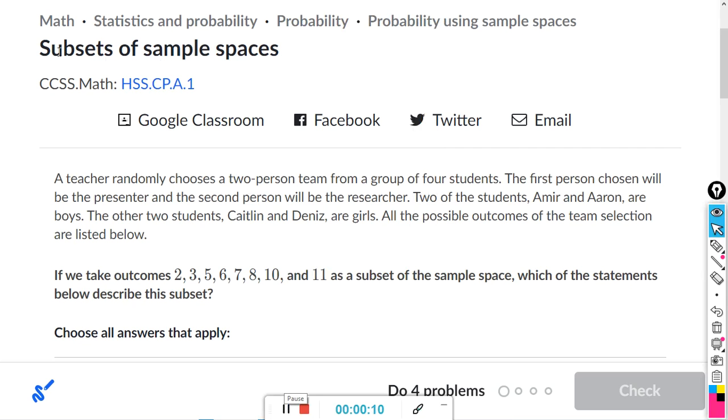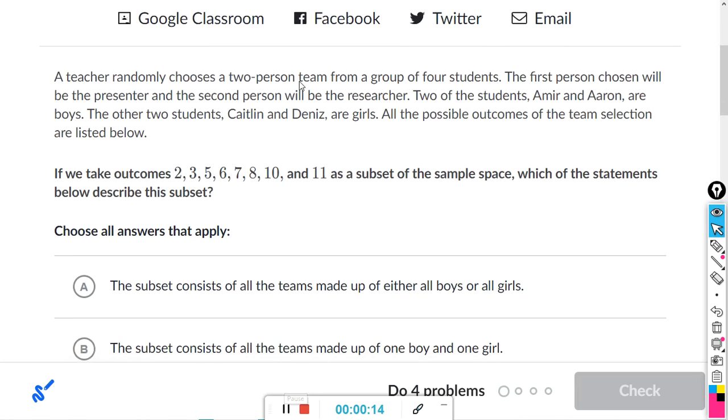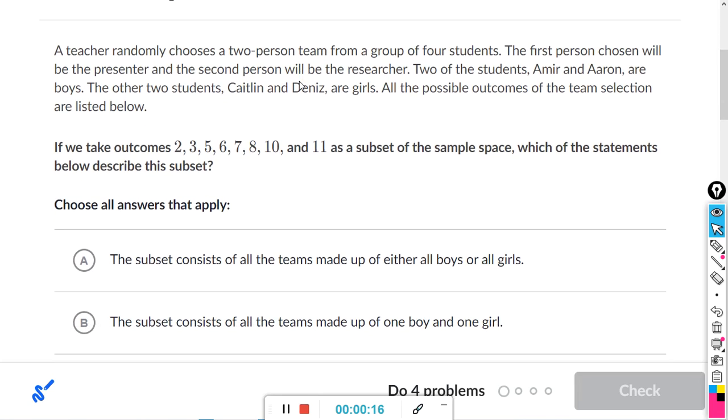This will be for the con assignment, subsets of sample spaces. A teacher randomly chooses a two-person team from a group of 4 students. The first person chosen will be the presenter, and the second person will be the researcher. Two of the students, Amir and Aaron, are boys. The other 2 students, Caitlin and Denise, are girls. All the possible outcomes of the team selection are listed below.